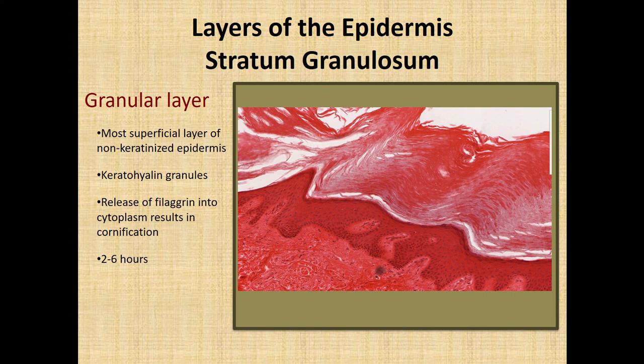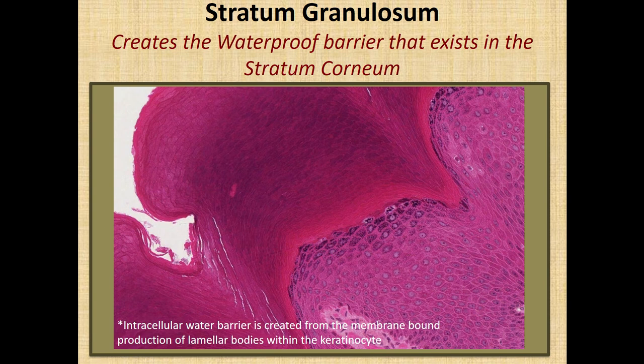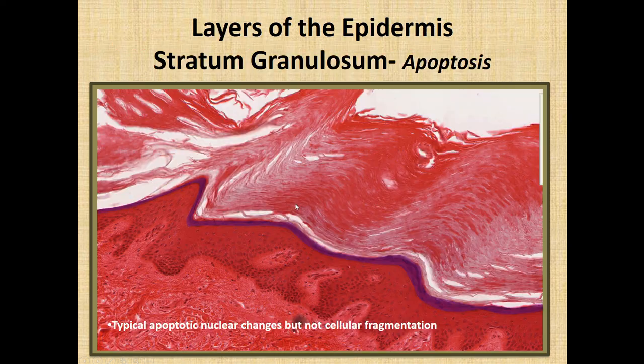The keratin will completely organize and fill the cell up, and it takes about 2 to 6 hours. Here I've highlighted that region. Let's see if I have another slide, a very nice clear slide where you can see the transition between the stratum spinosum and the stratum corneum. You can see it has purple spots in it, and those are the keratohyalin granules.